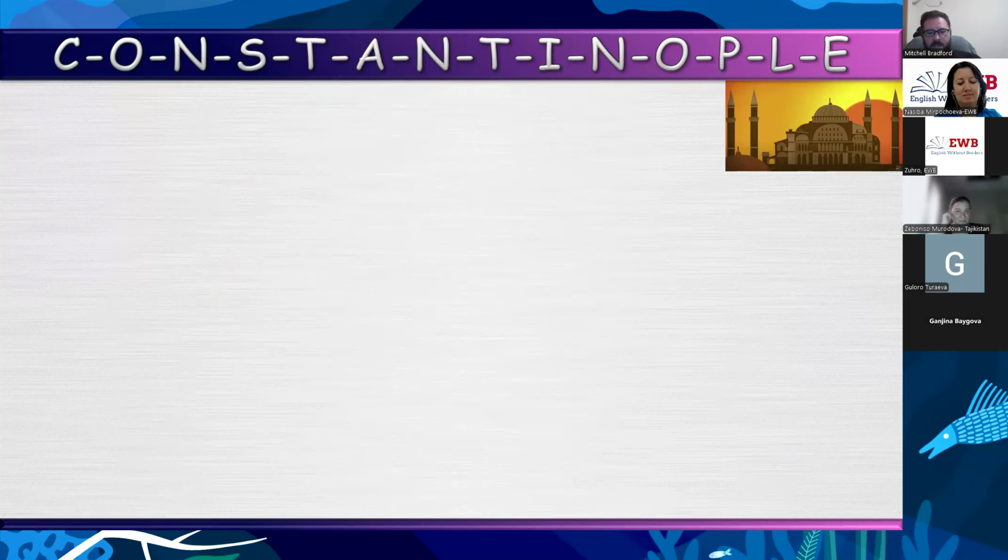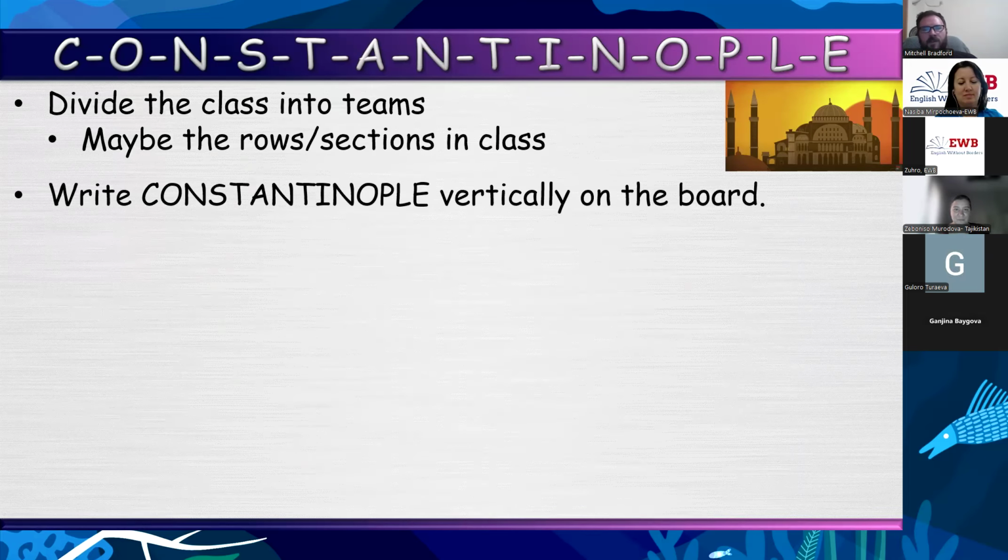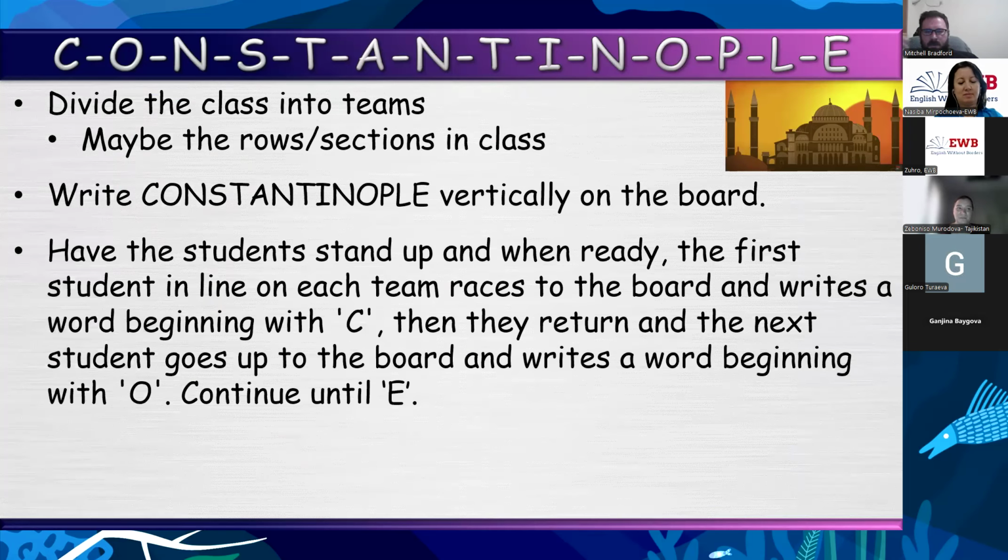But pretty much with Constantinople, you divide the class into teams, maybe row sections. You write Constantinople vertically on the board. And the idea is that you have students stand up. You can make it like a relay. First student in line on each team races up the board and writes a word that starts with C. So everybody writes a word that starts with C. Cat, cactus, cantaloupe, Canada, whatever.